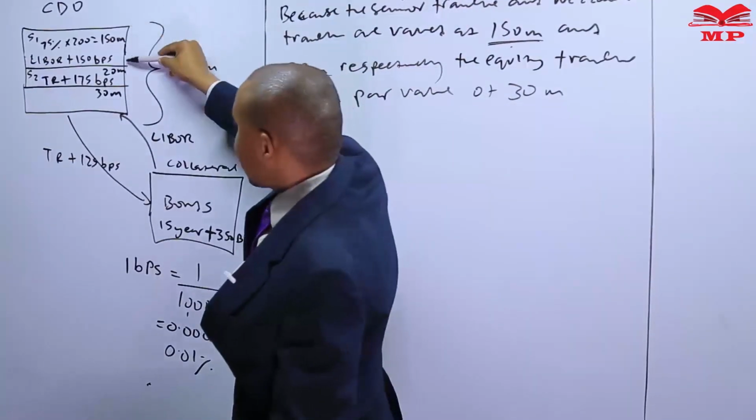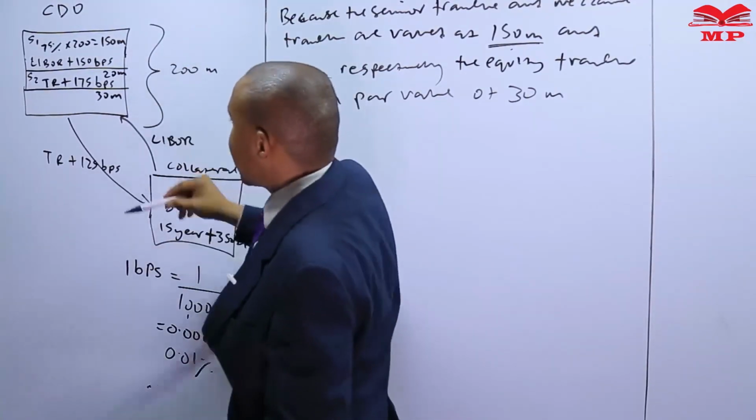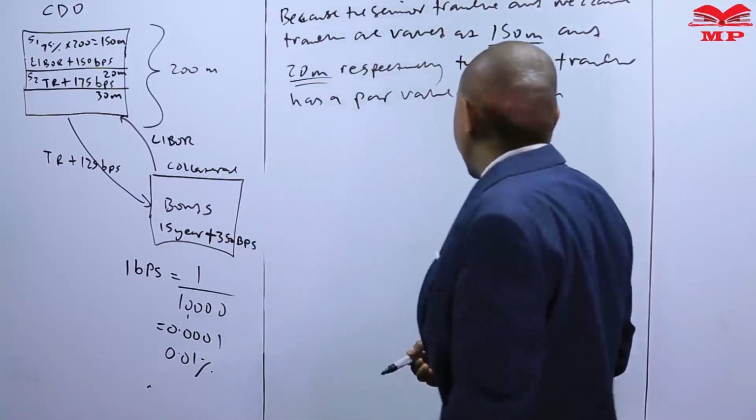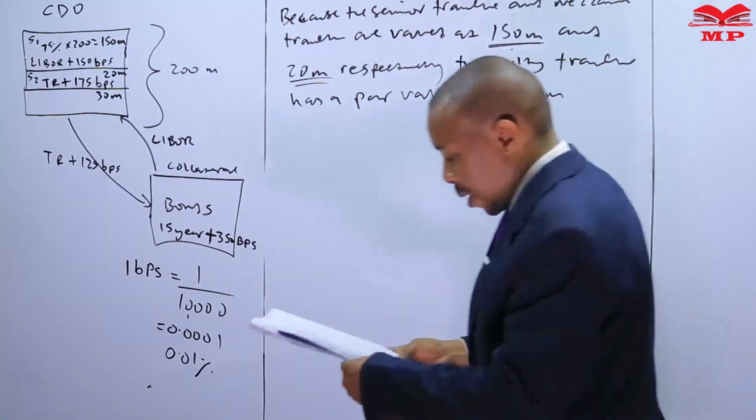So this is the first tranche, 150 million. This one is 20 million. Then that goes without saying that this is 30 million, so that the entire tranche is valued at 200 million. And that 30 million is what we're saying is right there.